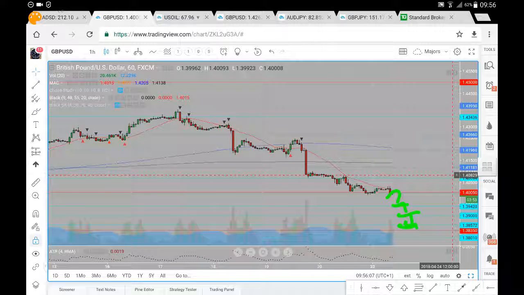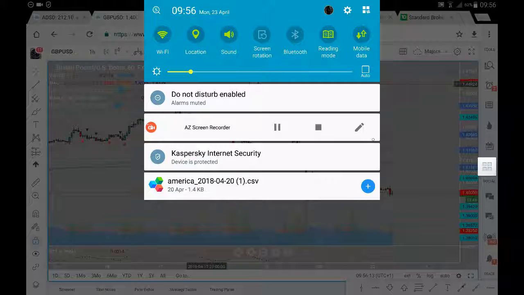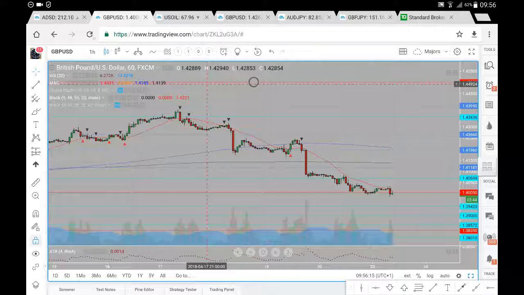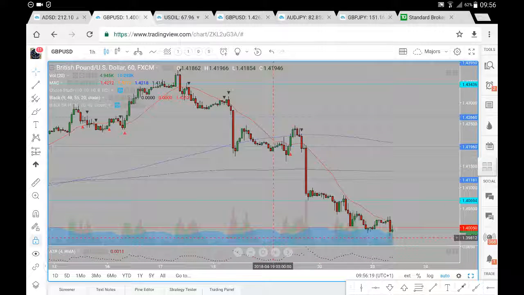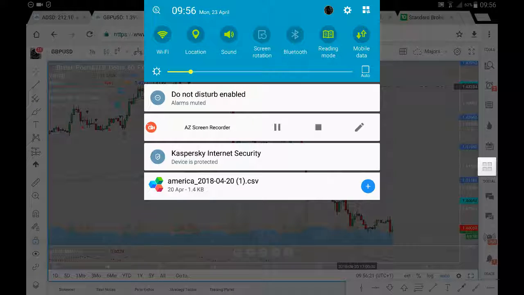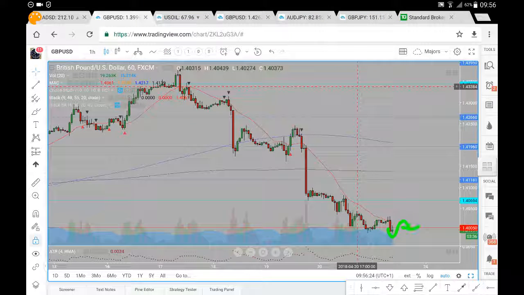Now, if we do, however, see a successful break and hold of the 140.05, we are then looking for, just bear with me a second here. So if we were to break back above and hold on to this 140.05, we're then looking for prices to head up towards that 140.69.